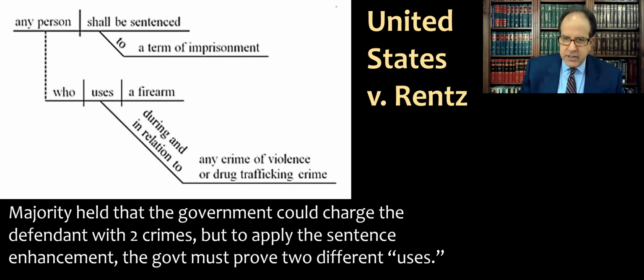So a single action can count as multiple crimes if you produce multiple victims. If you set off a bomb and it kills 20 people, we can charge you with 20 counts of murder, even though it was a single explosive device. That's fine. But what they're saying is, for purposes of applying 924C, which is a firearm enhancement statute, we really do need separate uses of the firearm.